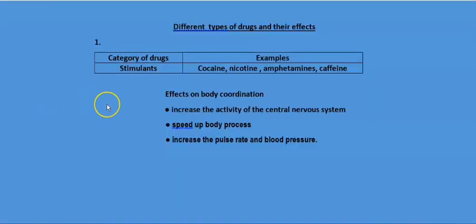Okay, now we look at the stimulant type of drugs first. Examples of stimulant drugs are cocaine, nicotine, amphetamines, and caffeine. Okay, the effects on the body: they increase the activity of the central nervous system, speed up the body processes, and increase the pulse rate and blood pressure. This is what stimulant drugs do.